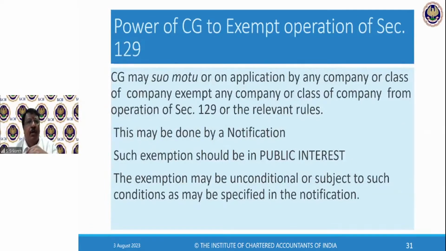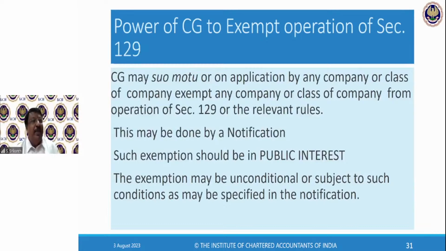So, in some cases, the central government has the power to exempt the operation of Section 129. The central government may suo motu. These are all Latin terms; as and when you come across them, I am telling the English meaning. Make a note somewhere. Mutatis mutandis: with such changes as may be applicable. Suo motu: on its own motion, by itself, without any application. Motion means decision, so on its own decision.